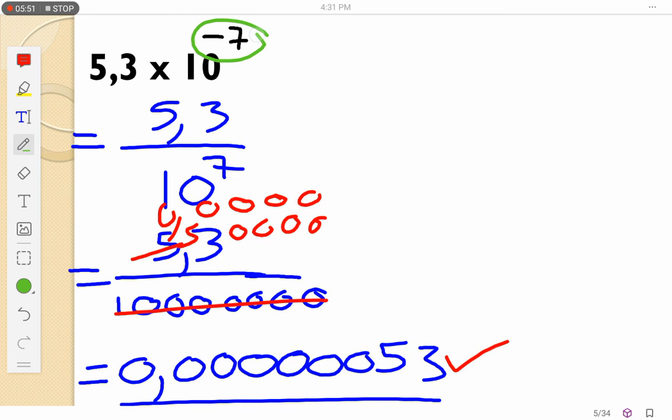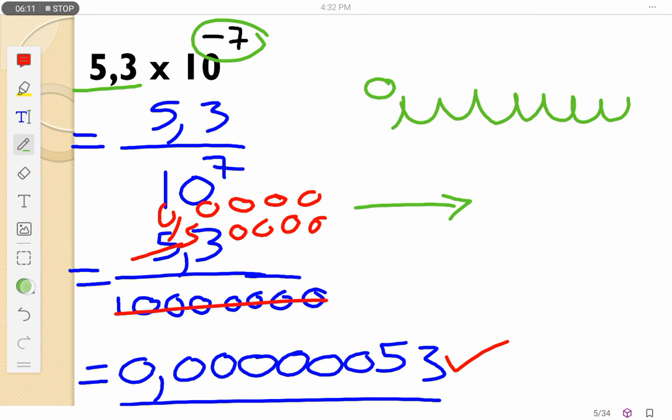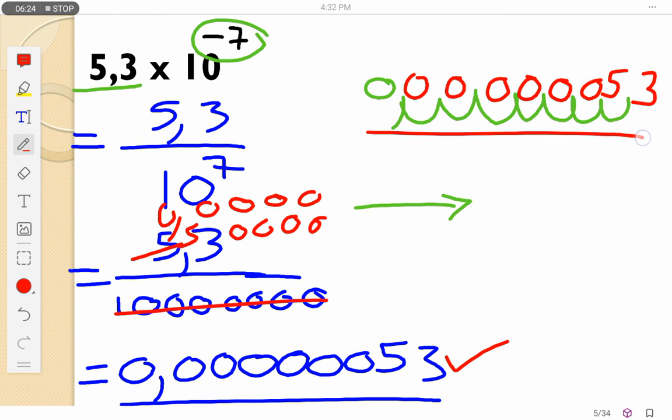When we have the power of minus 7 there, what I simply do is that I say 0 point. I count the number of positions that I move to go to 5.3. I move 7 positions going that direction. So I'll move 1, 2, 3, 4, 5, 6, 7. Then where I have my 7 there, I'll write 5 and 3 there. Then all these spaces I will fill up with zeros there. So this is what I do, and it's also giving me the same correct answer.